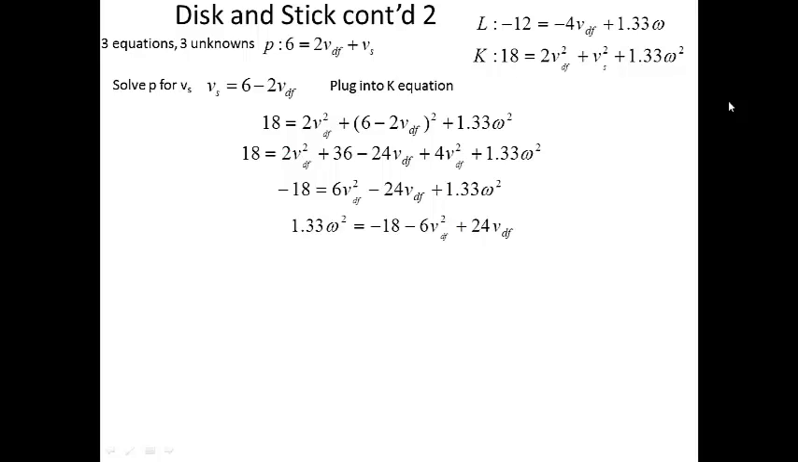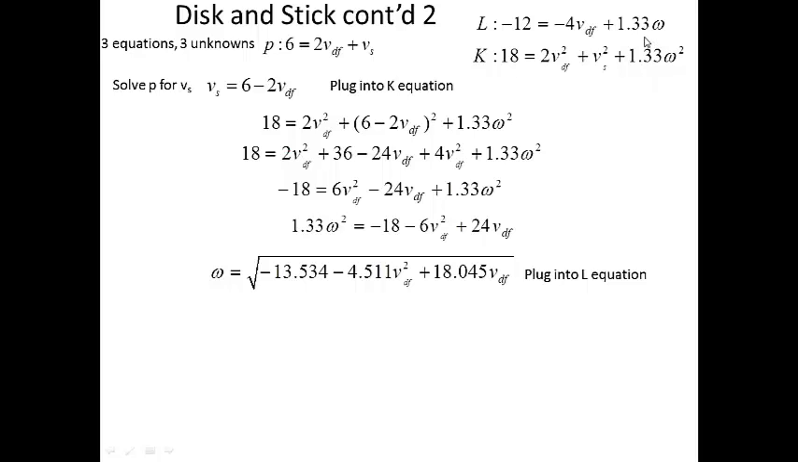So the next thing I'm going to do is solve for omega. And you get omega equals this expression right here. Now I am going to plug omega into the L equation. So if you plug all this in right here, you get this.